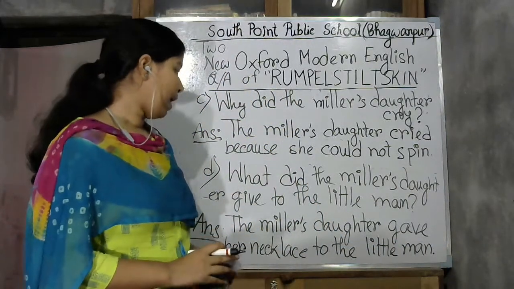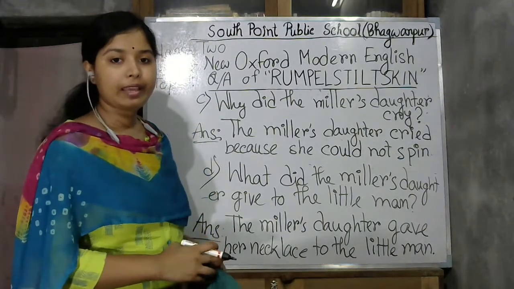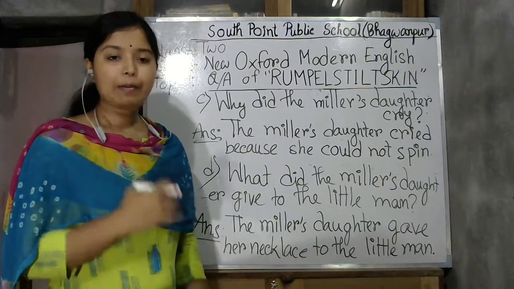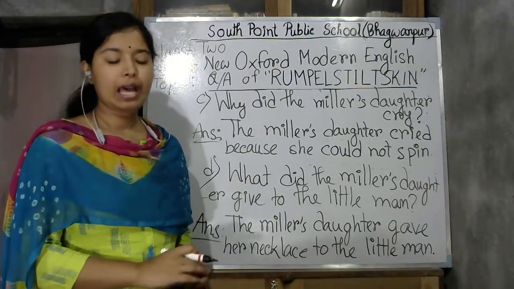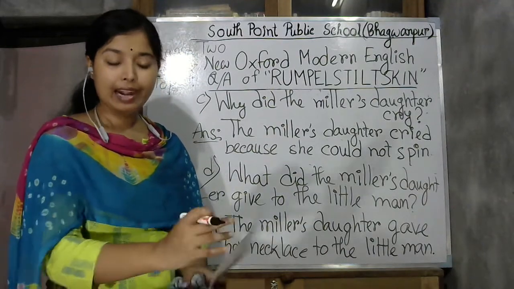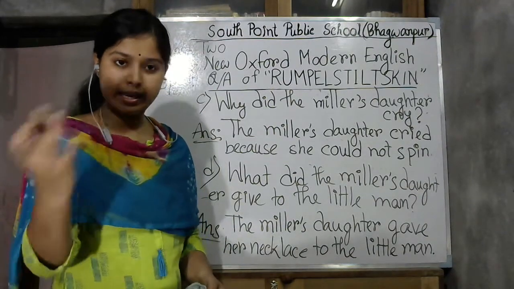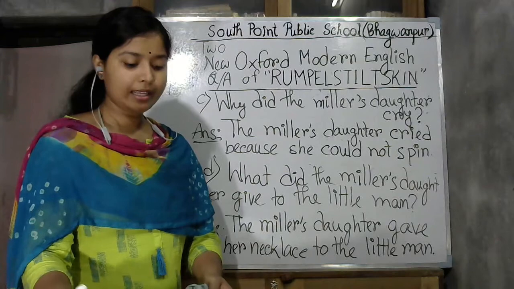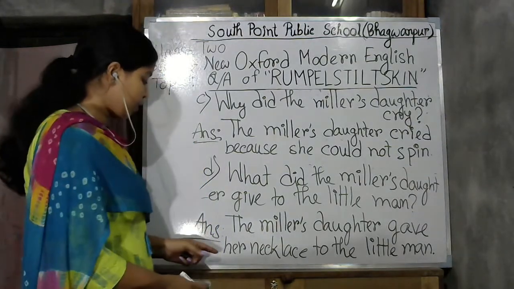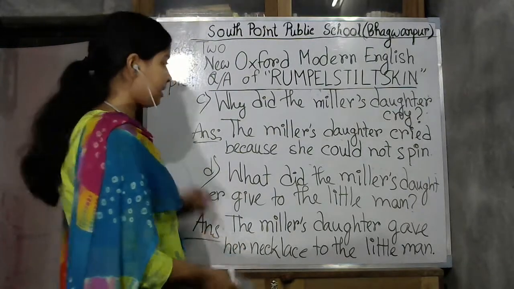So what did the miller's daughter give to the little man? The miller's daughter gave her necklace to the little man. She gave her necklace at the beginning. Next she gave the ring, and finally the little man asked for the baby. So question number D, the answer is this. Write it down.